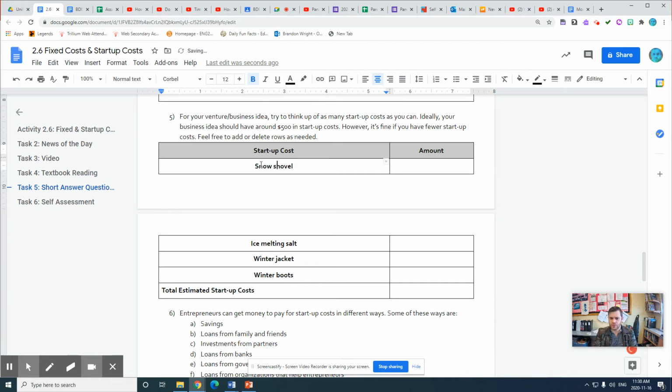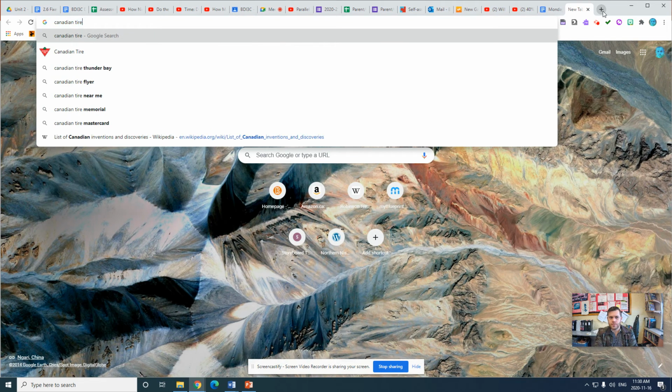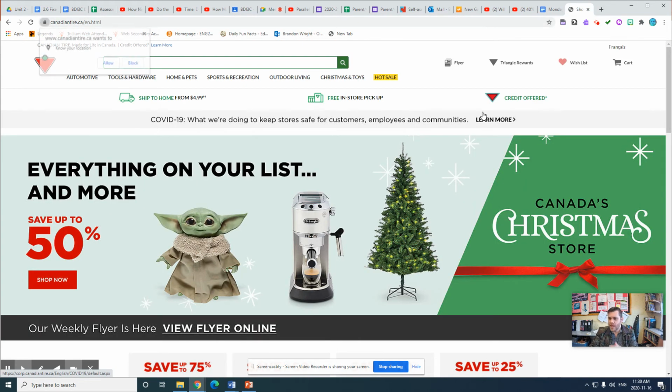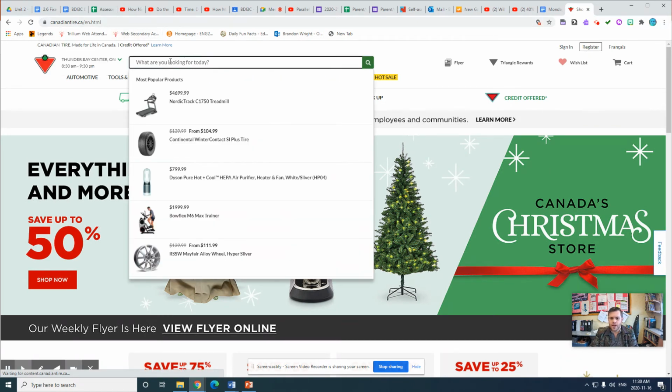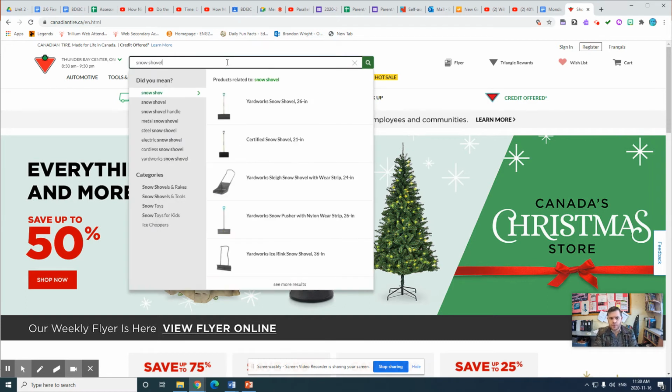Should specify snow shovel. I'm going to go on Canadian Tire and just take an estimate of what these costs are. No, I do not want to buy Baby Yoda yet. Snow shovel.